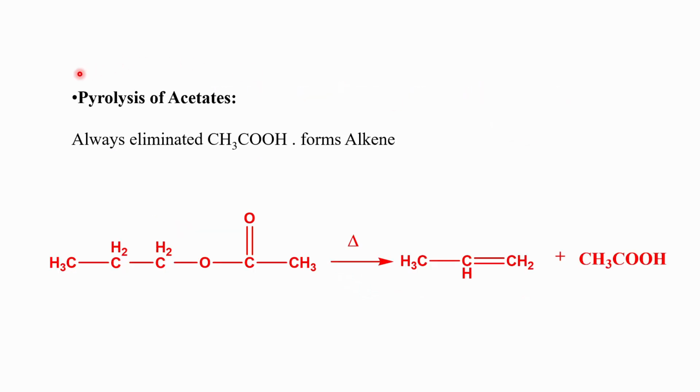Let us first discuss the pyrolysis of acetate. In pyrolysis of acetate, an acetic acid molecule is always eliminated with the formation of an alkene. You can see propyl acetate, upon strong heating, eliminates a molecule of acetic acid forming an alkene, propene.